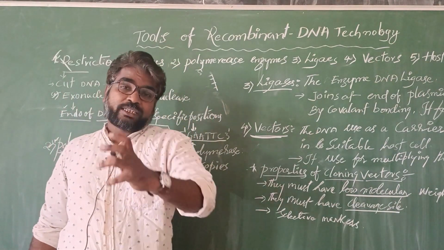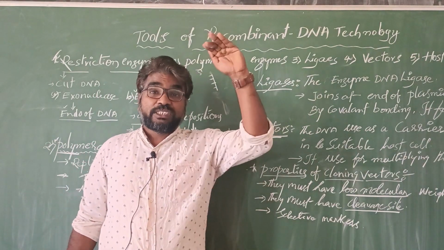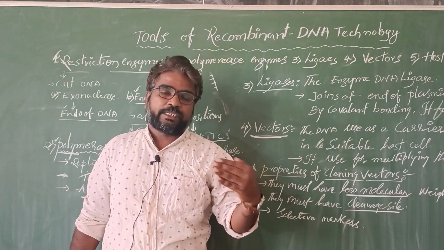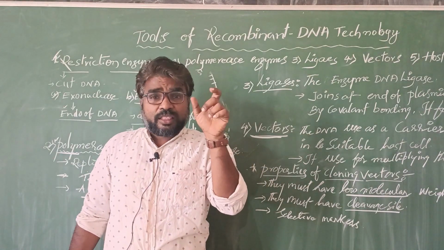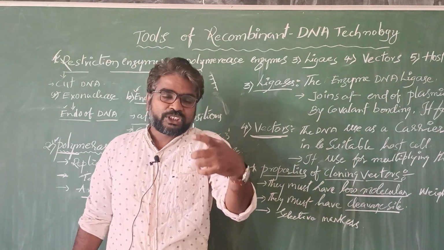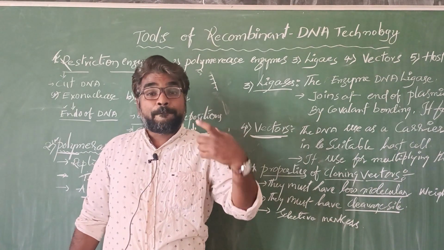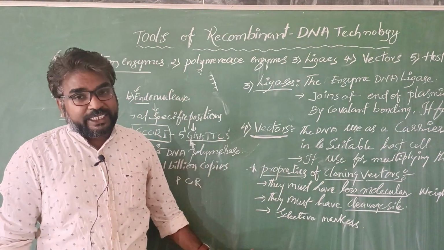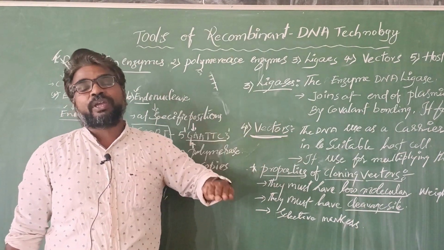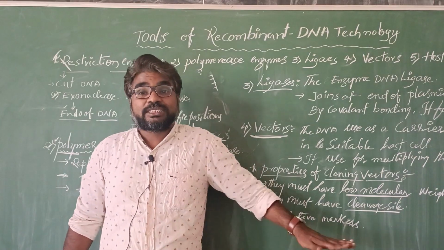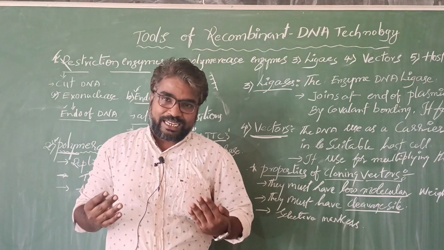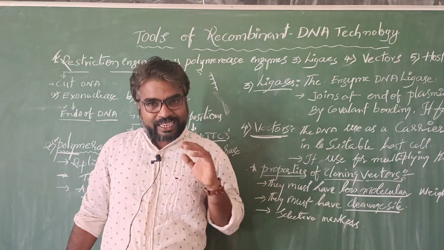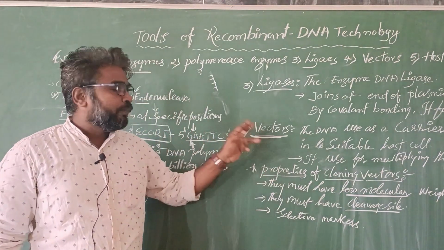The vector must have selective markers. Selective markers, we have already seen in recombinant DNA technology. In recombinant DNA technology, we saw the selection of transformed cells by selective media. At that time, these selective markers are very useful. With these selective markers only, we can select the transformed cells. That is also a characteristic feature of the vector.